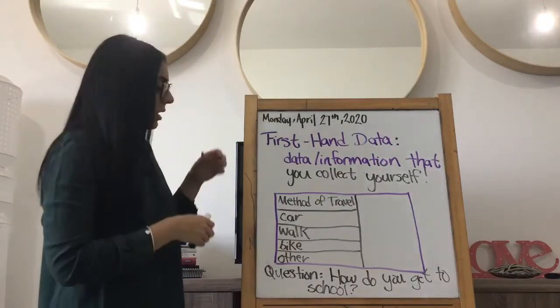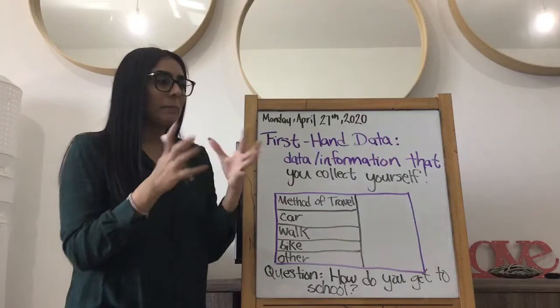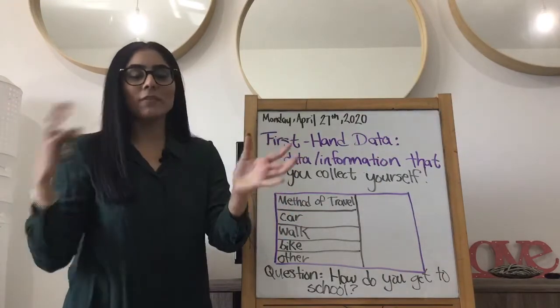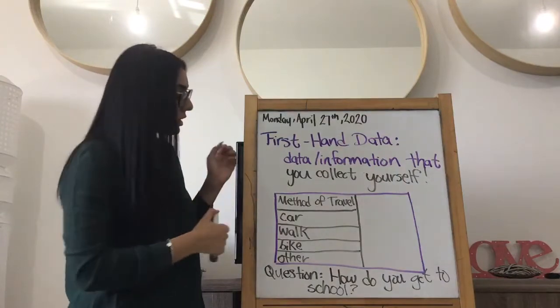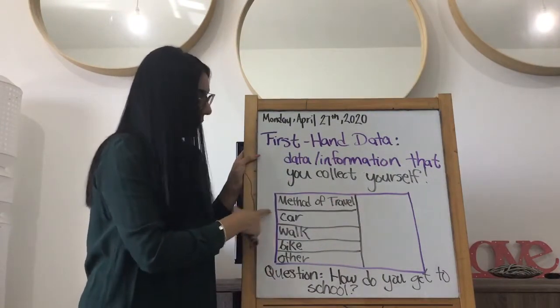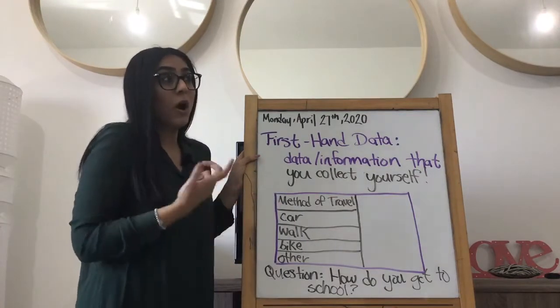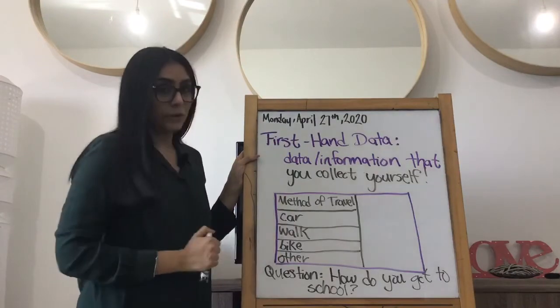Maybe there's someone who, maybe it's an interesting situation. They get picked up from an aunt and then dropped off, and it's a mix of things. So sometimes it's nice to just have that last option of other, right? So far I've got my question, I've got my options, right? So I've got how were the most common ways, probably a car, maybe someone walks, bike, and other, right?